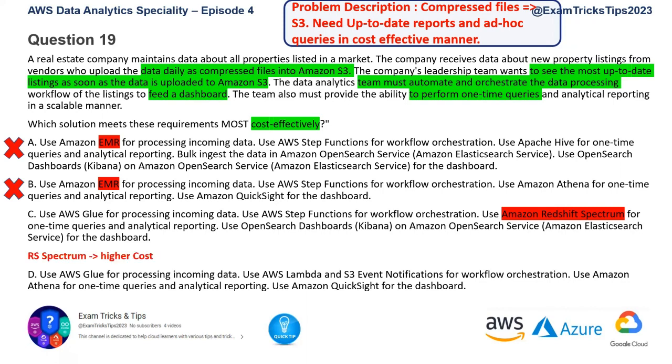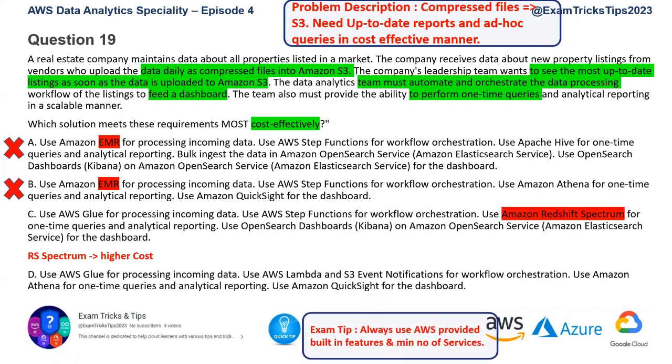Now, again, I'll reiterate the tip for you: always use AWS provided built-in features and keep the services to a minimum. Option C and option D both use AWS Glue, and in option C we also have AWS Step Functions, Redshift Spectrum, and OpenSearch. Amazon Redshift is a very costly service, and Redshift Spectrum is very costly as well. So option C is going to be much, much higher cost than option D.